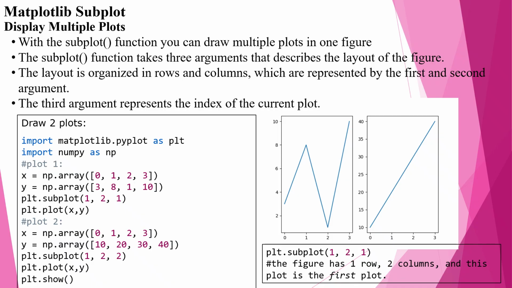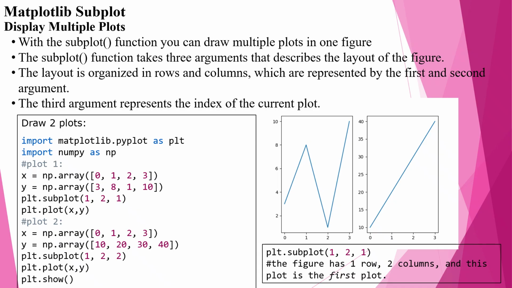This code demonstrates how to create multiple plots in a single figure using the subplot function in matplotlib. The subplot function is used to divide the figure into a grid layout where the first argument represents the number of rows, the second represents the number of columns, and the third specifies the position of the current plot.